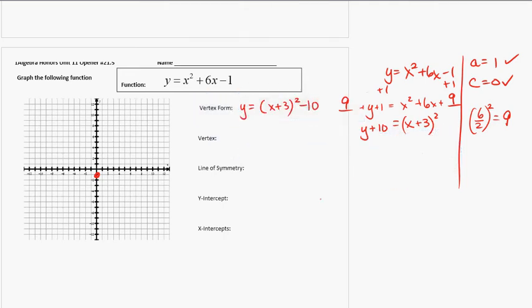So I'll put that right there. My vertex then would be, remember this is x minus h, so this would be -3, plus k, minus 10. So vertex at -3, comma, -10. So that gives me a much better picture. And I know if I have a symmetric point 1, 2, 3 over here. But again, it doesn't give me tons of points. I do know my line of symmetry is x equals -3.